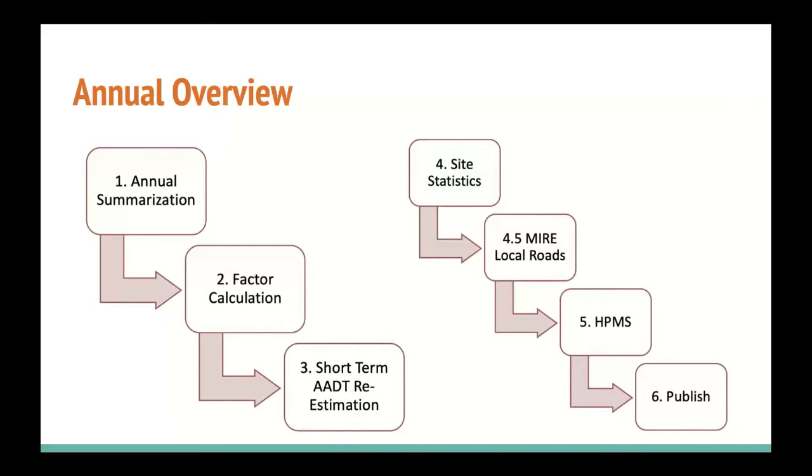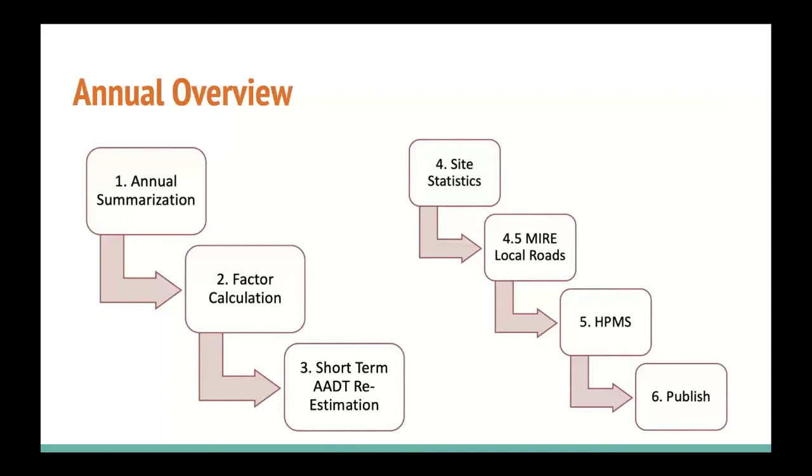After phase 2, after you've just recreated your factors for the year, you can run phase 3, which reevaluates all your short-term counts for the year based on the factors you just created. So this takes you from the preliminary ADTs that you did throughout the year into the official count ADTs that will be used as the official ADTs. Once that's done, you run phase 4, which is the site statistic generation.